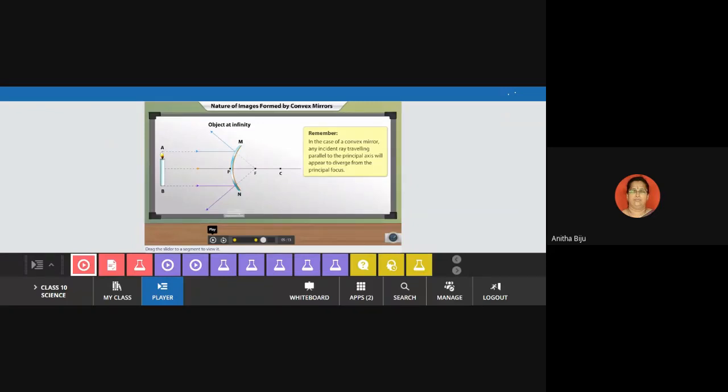So yes, in this case, if the object is placed at infinity, then the image is formed at the focus. Here we are using the same sort of line moving parallel to the principal axis, which after reflection appears to pass through the focus. Here we have used two rays, one from above the axis and another from below. So here we get the image.